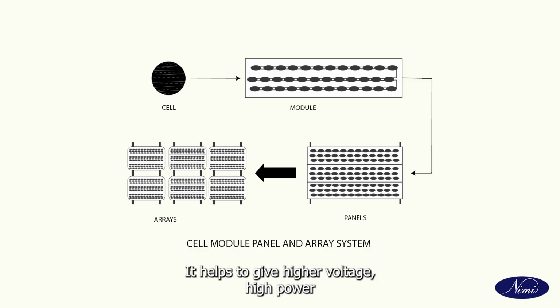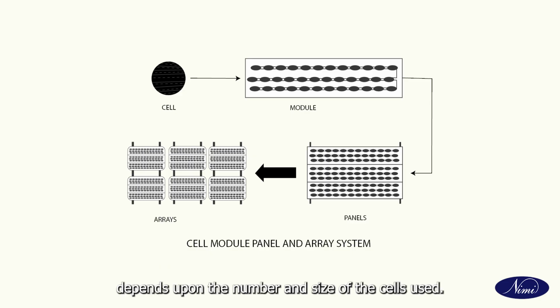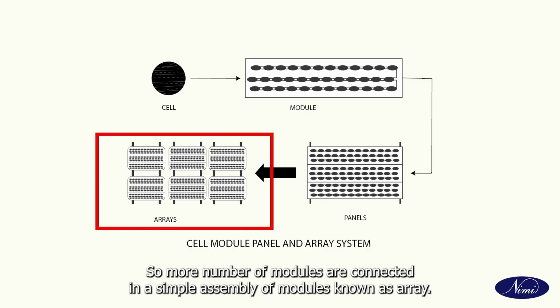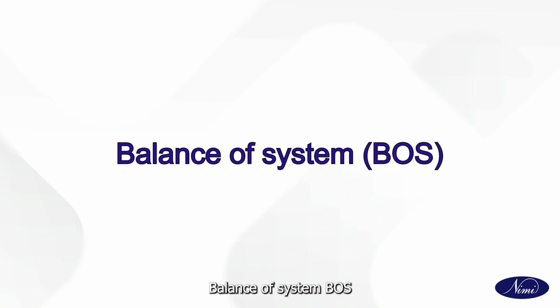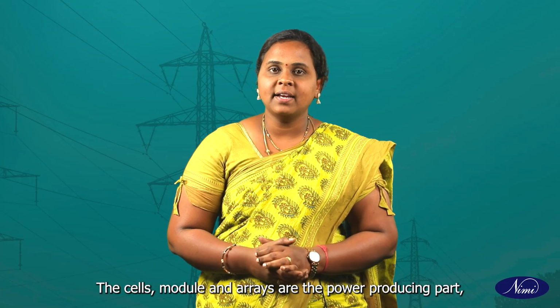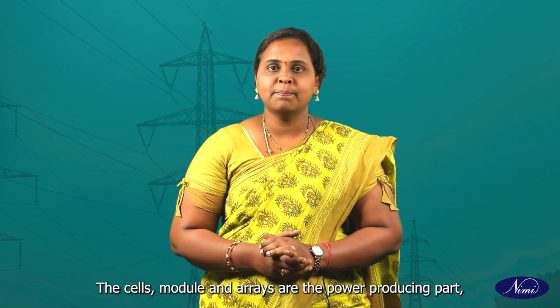It helps to give higher voltage and high power, and protects the panel from rain, wind and snow etc. The voltage and power output of the module depends upon the number and size of the cells used. So, more modules are connected in a simple assembly of modules known as an array. Balance of system BOS. The cells, modules and arrays are the power producing part.